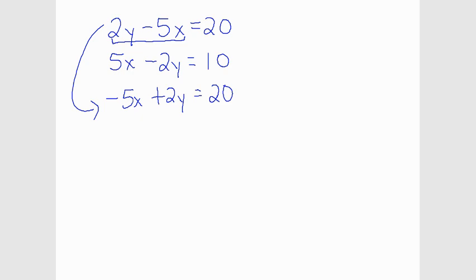Now this is a little bit easier. We can just use elimination. Look for a variable. Now they both have the same coefficient with opposite signs.